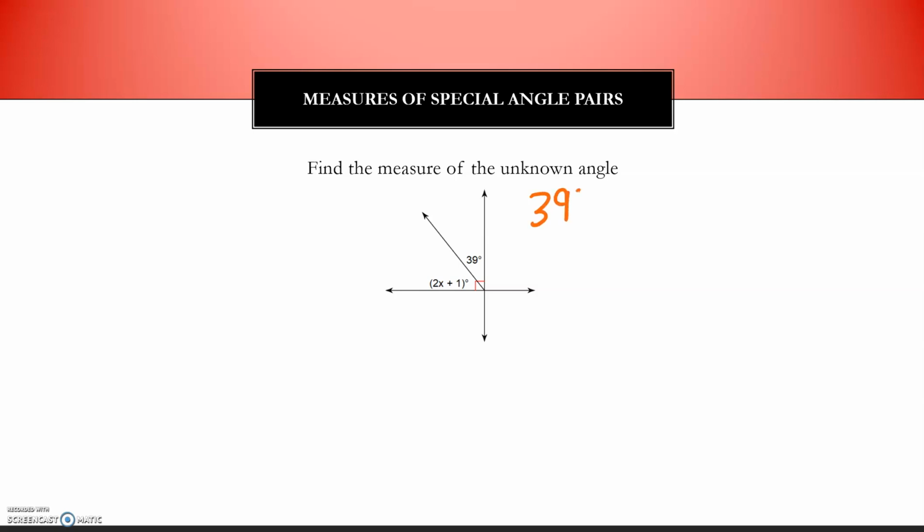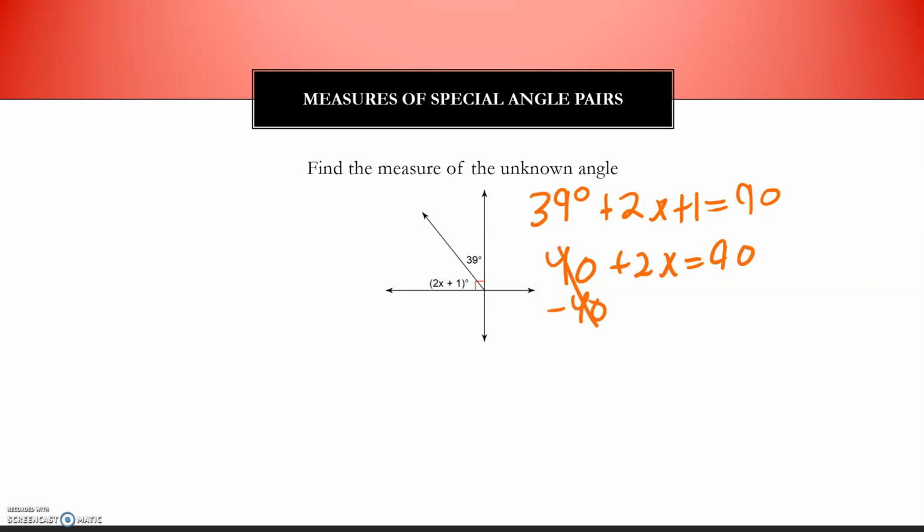I would say 39 degrees plus 2x plus 1 equals 90. And then the only difference here is you have some like terms to combine as well as the variable. So I would add 39 and 1, subtract 40 on each side. I'm going to get 2x equals 50, divide by 2, and x is 25.